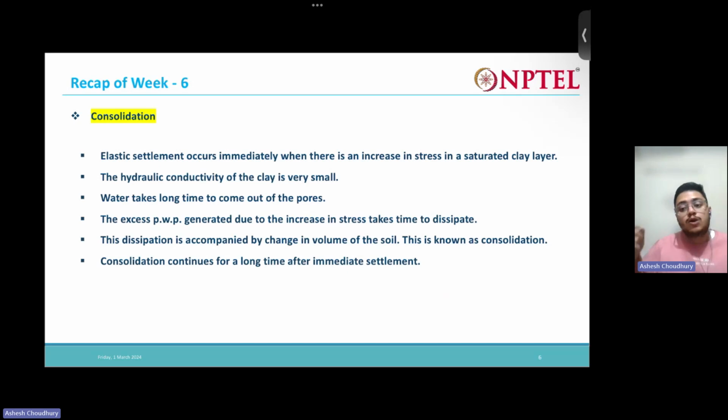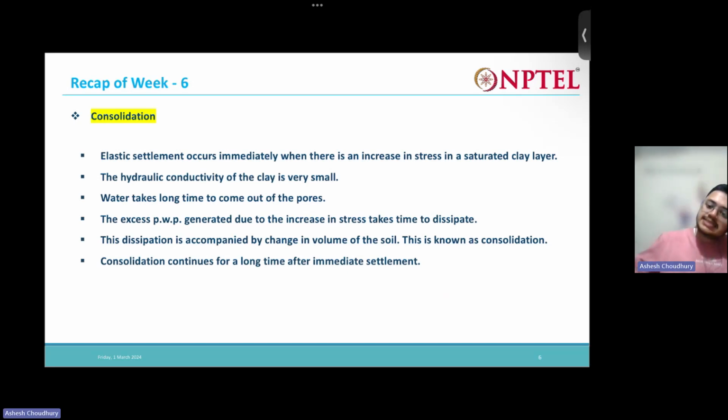So the water which is there in the pores, excess pore water pressure is going to get generated. As soon as you apply the load, that load actually generates excess pore water pressure in the soil.